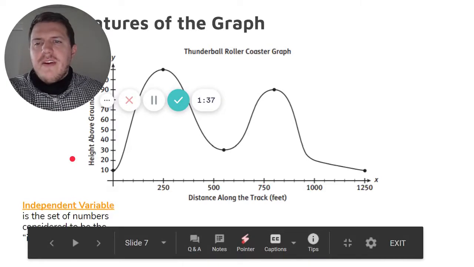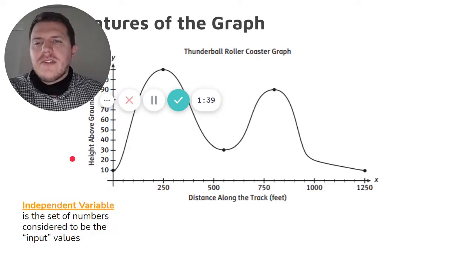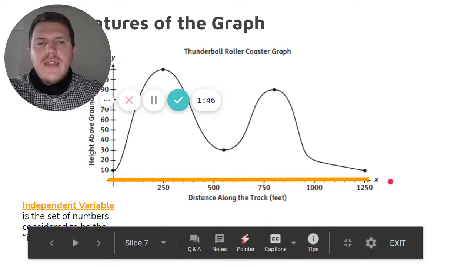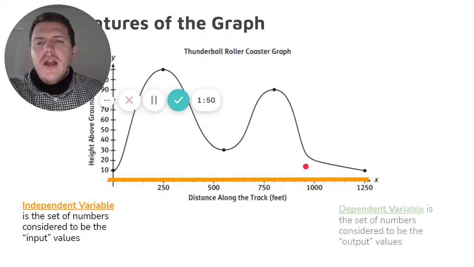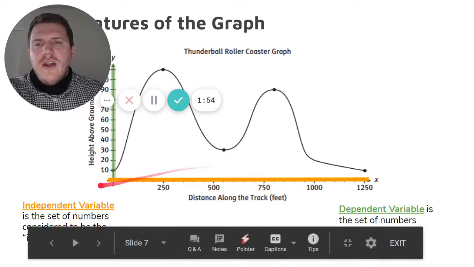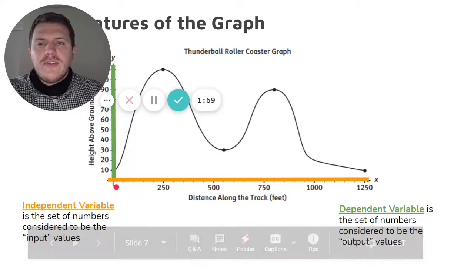So the independent variable is the set of numbers considered to be the input values. Those are everything that we're going to see along the x-axis here. So anything that's along the x-axis is considered our independent variable. On the other hand, our dependent variable is everything considered to be the output value. So everything on this vertical y-axis here. That's super important for us to know.